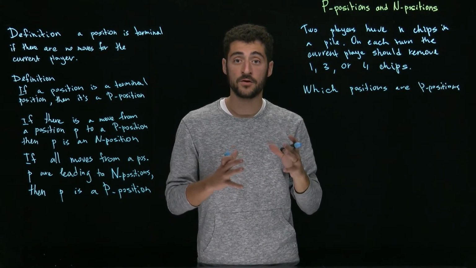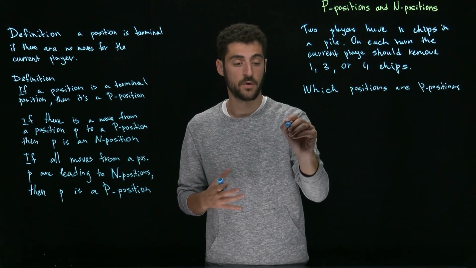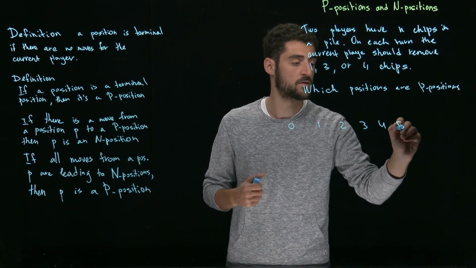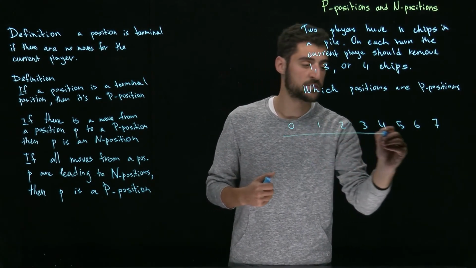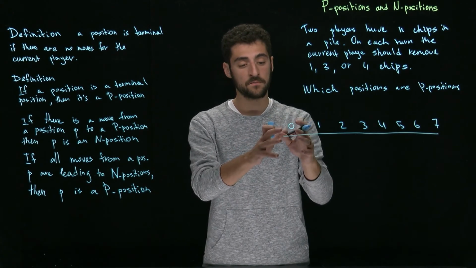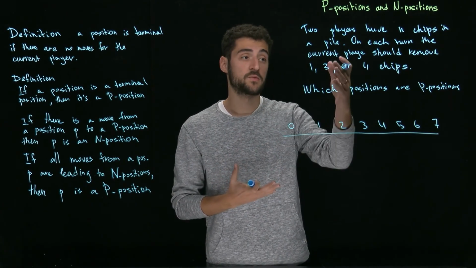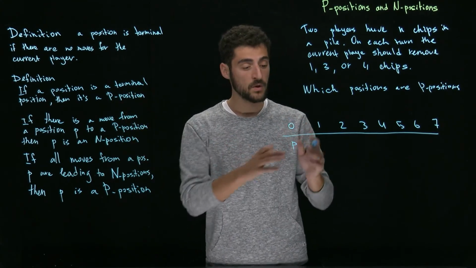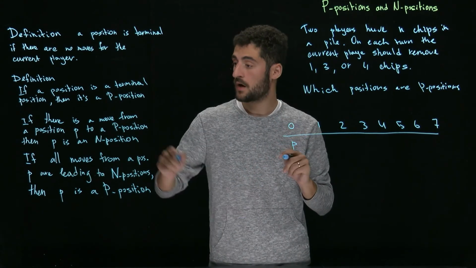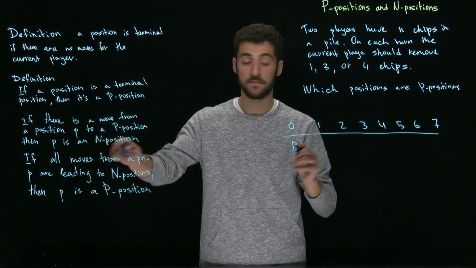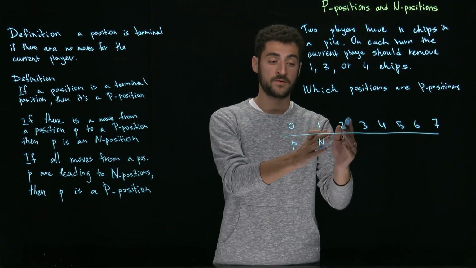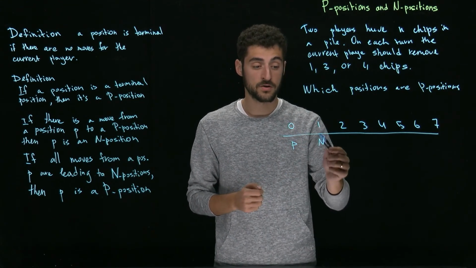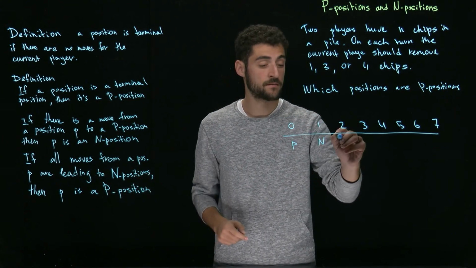Let's analyze first several positions and see how it works. So we have either 0 or 1 or 2 or 3 or 4 or 5 or 6 or 7 chips in our pile. If we have 0, then we are in a terminal position since we don't have enough chips to remove. So it's a P position by this rule. If we have 1, we can remove 1 chip and go to a P position, so it's an N position. If you have 2 chips, the only possible move is to remove one of them. So we are going to go to an N position, so it's a P position.